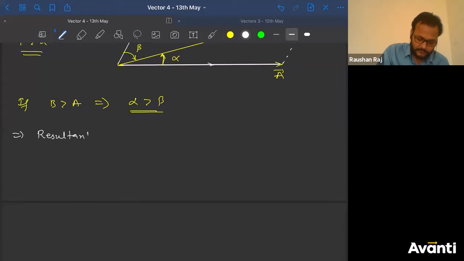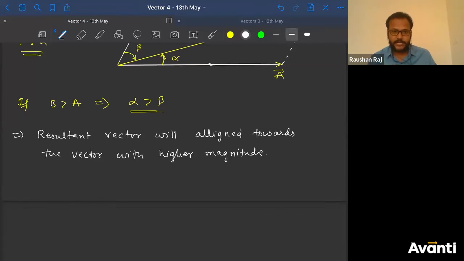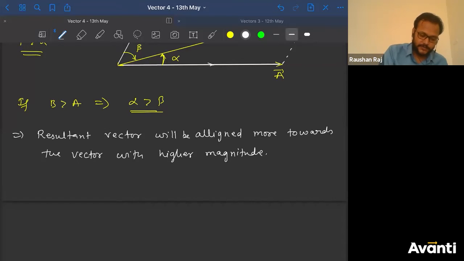Resultant vector will be aligned towards the vector with higher magnitude. Okay? What is the conclusion that we have made? The resultant vector will be aligned more towards the vector with higher magnitude. Okay? So please do remember this.